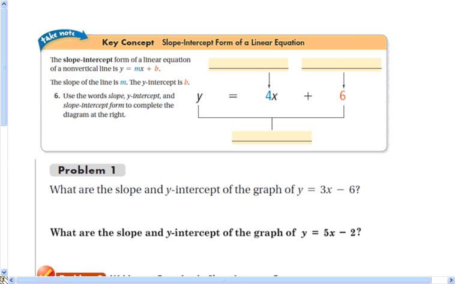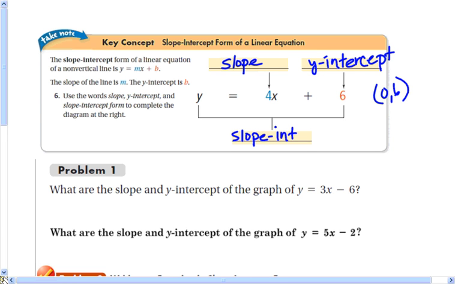All right, and that's what this concept review is. If you look at it, the 4 is the slope. In the equation, we call that the coefficient. The 6 is the y-intercept. That's the value of y when x is 0. So it's really the point (0, 6) on the graph. And when we put that all together, we call this the slope-intercept form of the line.